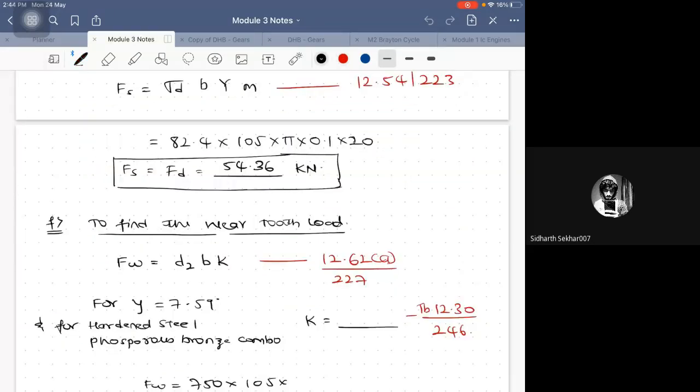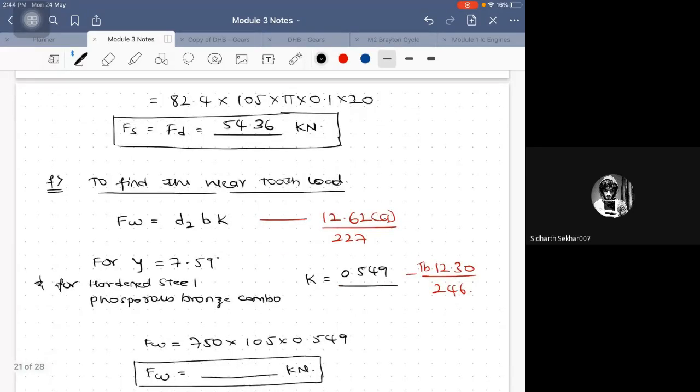Any difficulty in calculating the K value for the worm gear? Let me know. Okay. 0.549. Just substitute here 0.549 and give me the value of FW, already given. So most of you are seeing it as 43.23. So your dynamic load is 54, but your wear load is just 43.